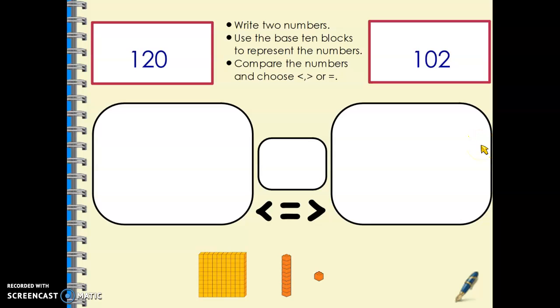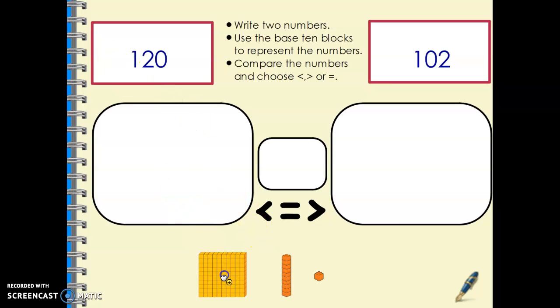Hi guys, let's continue with our comparing numbers. Here we have two numbers. Over here is 120. Over here is 102. We're going to use the base 10 blocks to represent our numbers, and then we're going to compare.